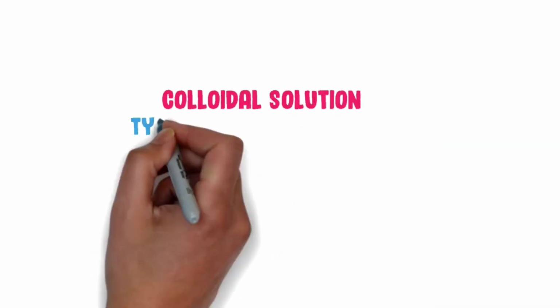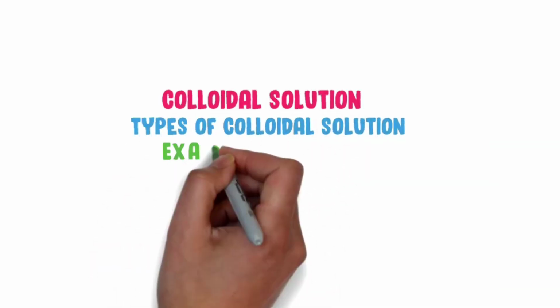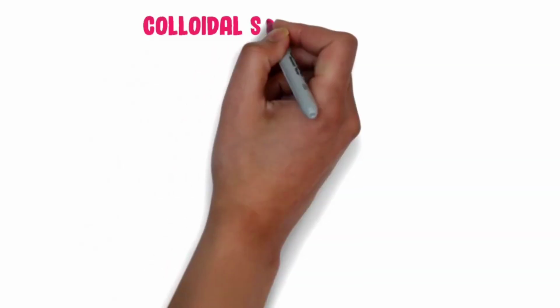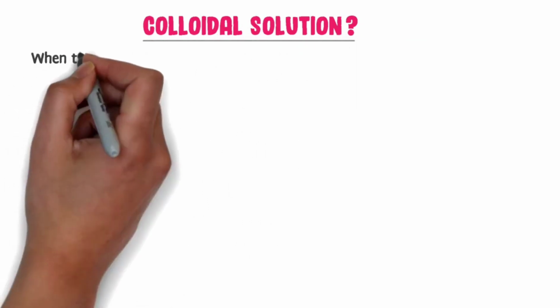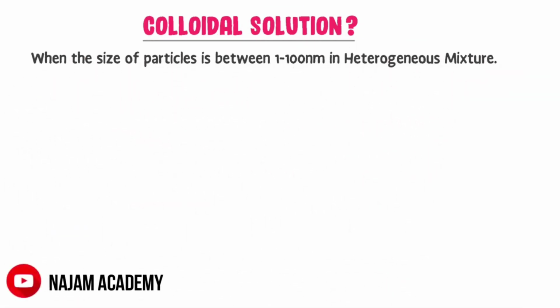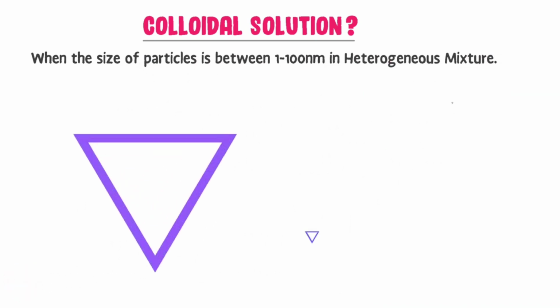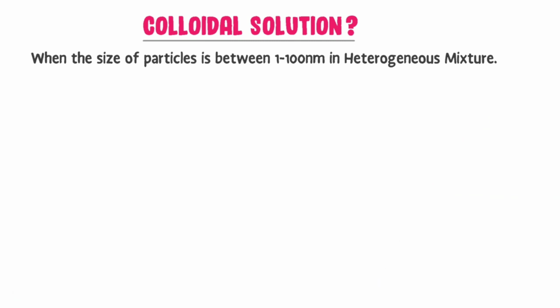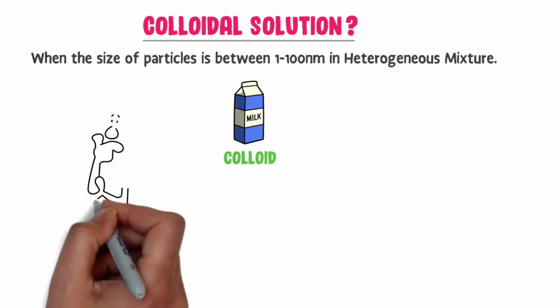Colloidal solution, types of colloidal solution and examples of colloids. What is a colloidal solution or colloids? Well, when the size of particles is between 1 up to 100 nanometer and it is a heterogeneous mixture, we call it a colloidal solution or just colloid. For example, consider milk. Milk is a colloid or colloidal solution.